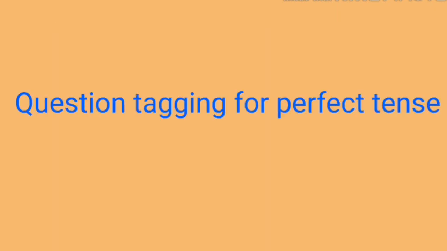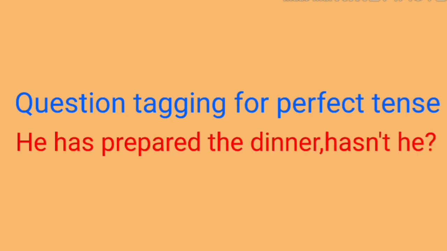So now, time for perfect tense, right? When you have has, have, or had with the third form of your verb, those are called perfect tenses. So when you have them, you just need to make it haven't, hasn't, or hadn't. For example, he has prepared the dinner, hasn't he? She hasn't remembered me, has she? He had forgotten the rules, hadn't he? Those are the examples.